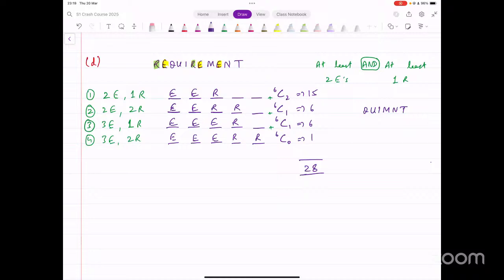Why not 4 E's and 1 R? Because we don't have 4 E's. There are only 3 E's. 1, 2, 3. We don't have 4 E's. There are only 3 E's and 2 R's.